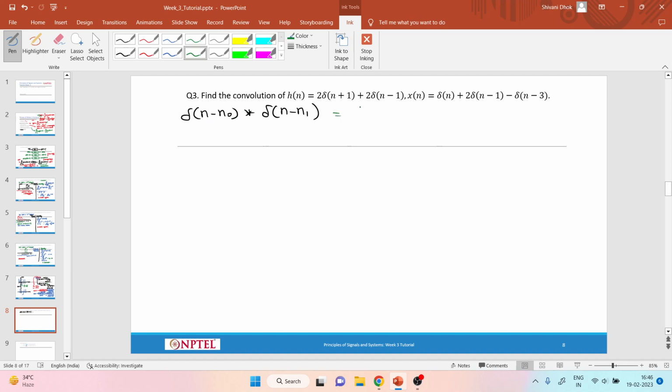For this we'll use the conventional method. Let's say this is my x of n and this is my h of n. Here I'll have a summation with k running from minus infinity to infinity. This x of k will be x of k minus n naught. And now I want h of n minus k.